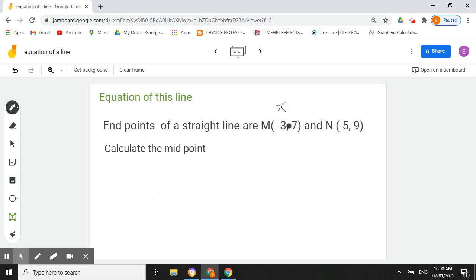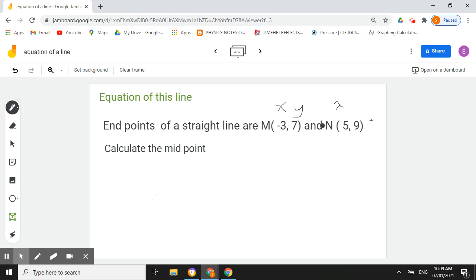This is my first coordinate, which is comprised of an x value and a y value. So this will be my first x and my first y. And then these are my seconds. This is my second x and my second y.